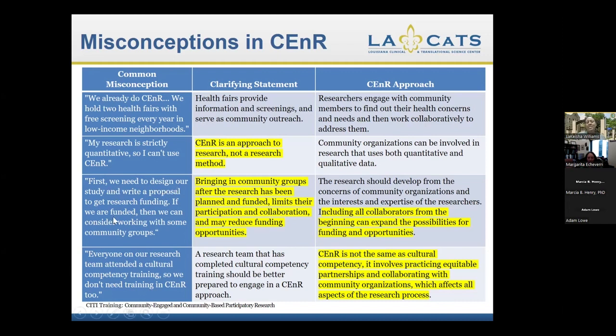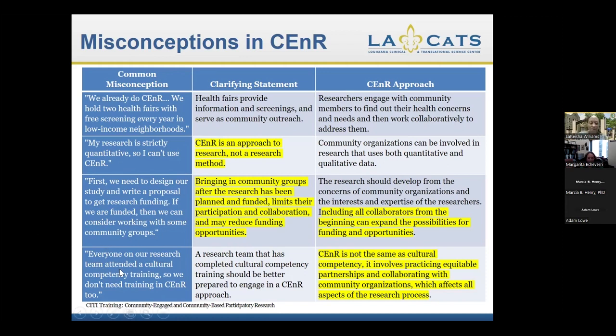Another one is that first we need to design our study and write the proposal to get the research. A lot of times we hear this, it happens often, time and time again. And what's important with community engaged research is that no, those steps don't come first. You go to the community, the community is involved at the very beginning. You have not even designed your study. You have not written the proposal. You are going to the community to gain their insight on this particular topic to see if it's going to meet their specific health needs. And so they're involved from the very beginning, and they're able to give all of that input, their interest, their expertise as well.